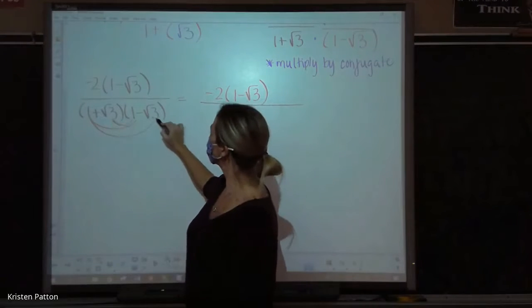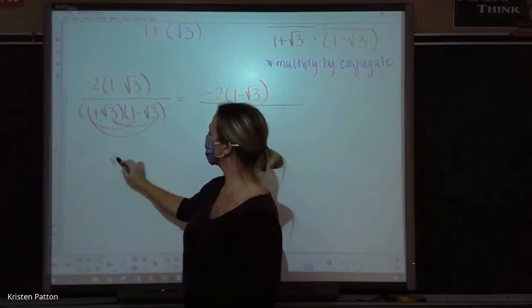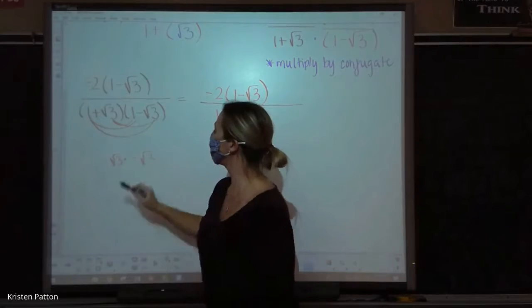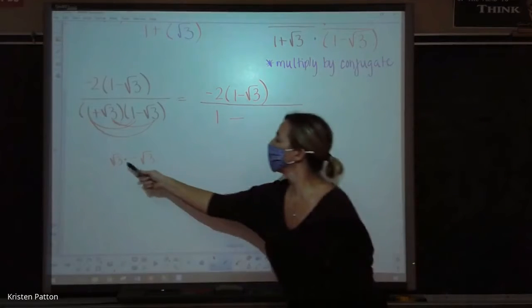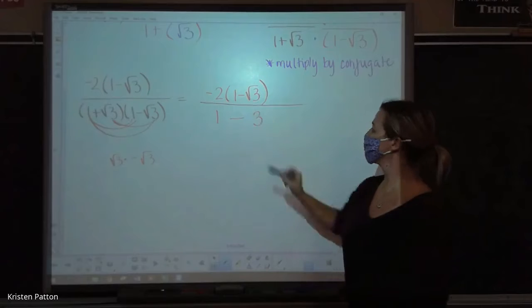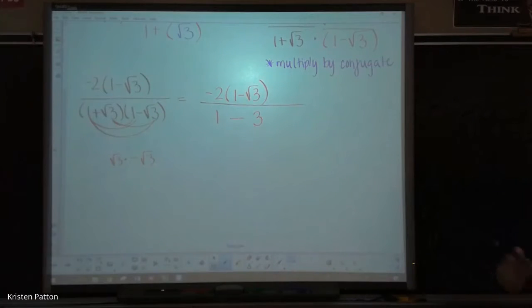And then we go to the last pieces. We have a positive radical 3 times a negative radical 3. Oh, positive times a negative is a negative. Radical 3 times radical 3 is 3. The radical is gone. That's supposed to happen. If it didn't, that means we did something wrong.